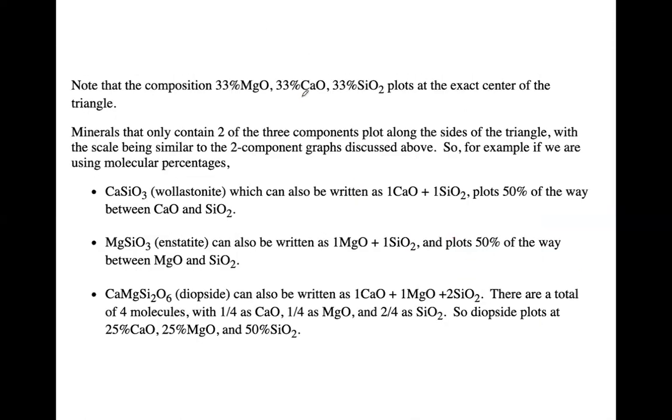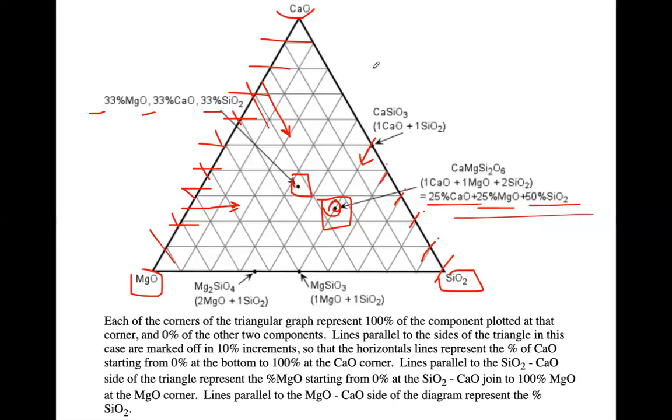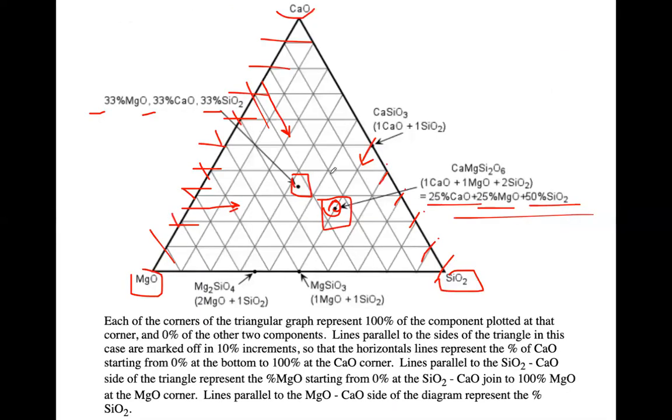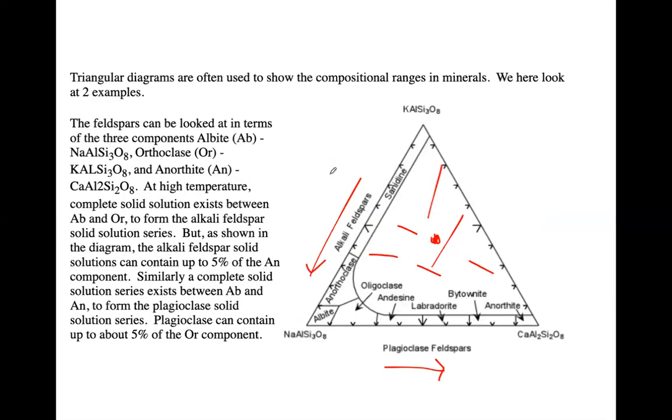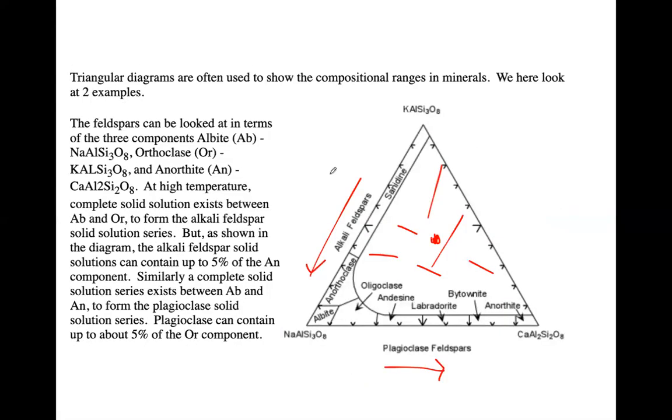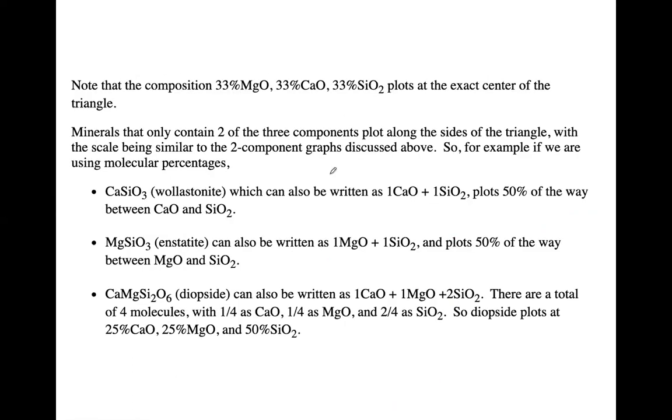This is three-component end-member representation. You can also represent forsterite and fayalite in a binary line, right? So this is a linear representation, whereas this one is a triangular representation, right? Ternary representation. Okay, right? Any question?